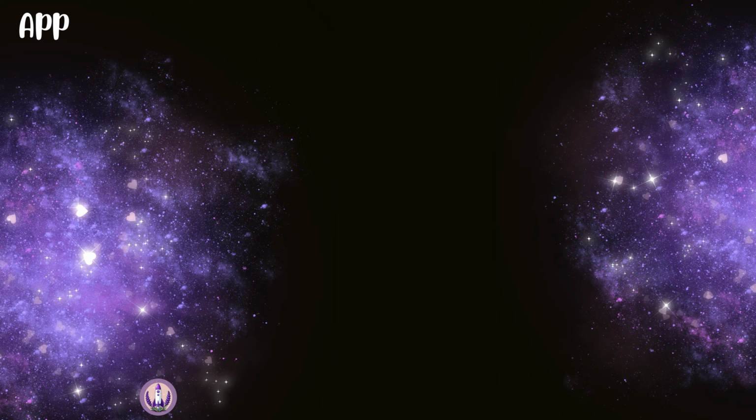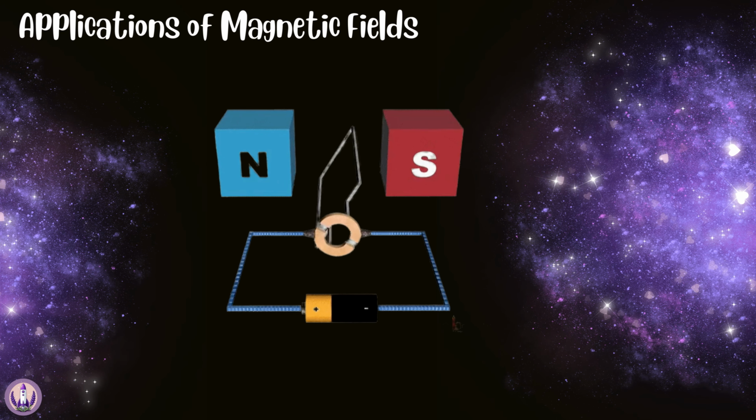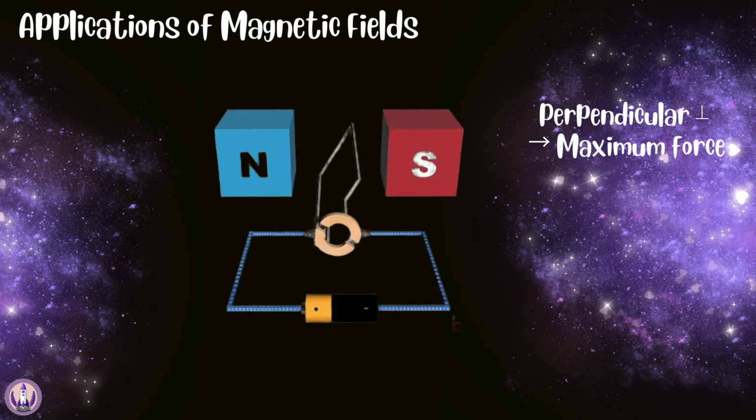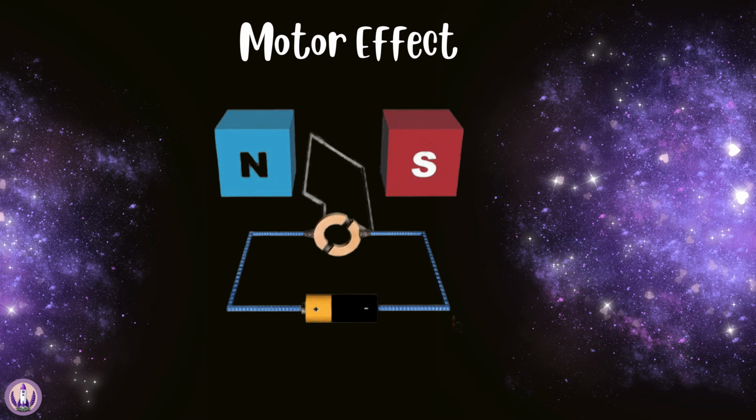Let's have a look at what happens when you combine 2 magnetic fields, one from a current-carrying wire, and the other from the North to South Pole. When a current-carrying wire is placed in a magnetic field, it experiences a force. That's why we observe the wire with current rotating. 2 magnetic fields are interacting, causing a force. The force is the greatest when the current-carrying wire is 90 degrees to the magnetic field. The force becomes 0 when the wire is parallel to the magnetic field. This phenomenon is called the motor effect.